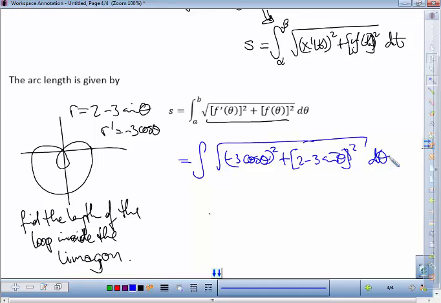So the hard part, what's the hard part? Well, what else is missing? A and B, we need to find the limits, right? Limits of integration. So how are we going to find the limits of integration? We just want this little bit, and this little bit will have a starting point and ending point. So how are we going to find that?